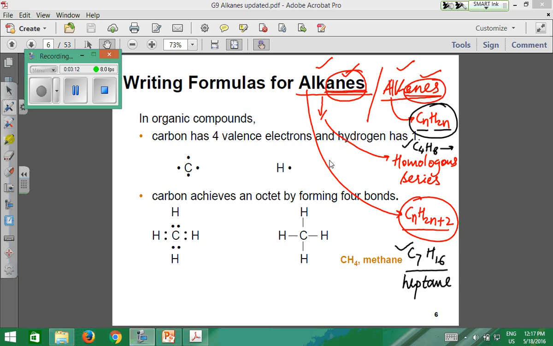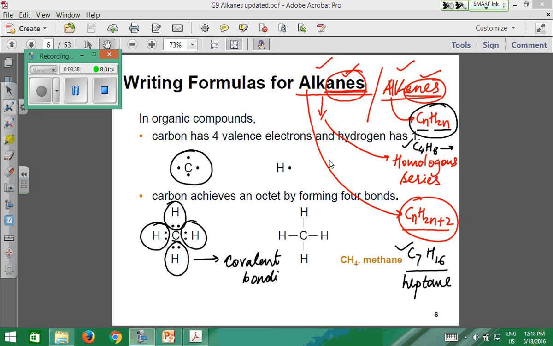For example, here all the compounds mostly will be sharing, so they form covalent bonds. This is how they are sharing. One is shared here, another is shared here, another is shared here, another is shared here. So this is called covalent bonding. The first member of the alkane series is methane.